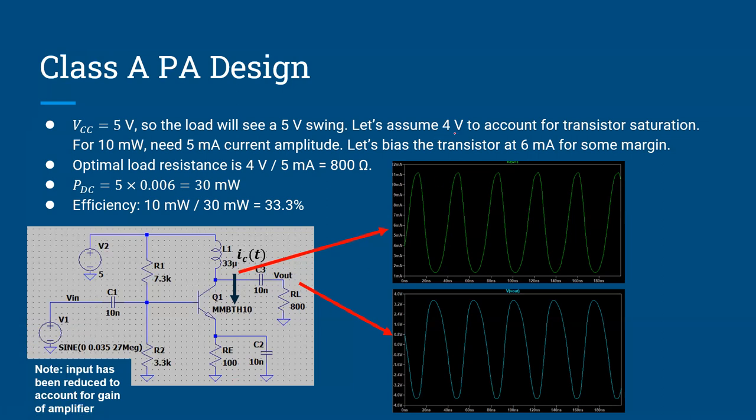So if we assume there's 4 volts amplitude across the load, in order to achieve 10 milliwatts, we need a 5 milliamp current amplitude. To give us some more margin, let's bias the transistor at 6 milliamps. Using the equation from before, the optimum load resistance is the voltage swing, 4 volts, divided by the current swing, 5 milliamps, and that's 800 ohms. The DC power is VCC times IC, so 5 volts times 6 milliamps gets us 30 milliwatts. That means the efficiency of this amplifier is 10 milliwatts over 30 milliwatts, which is 33.3%, a third of 100%.